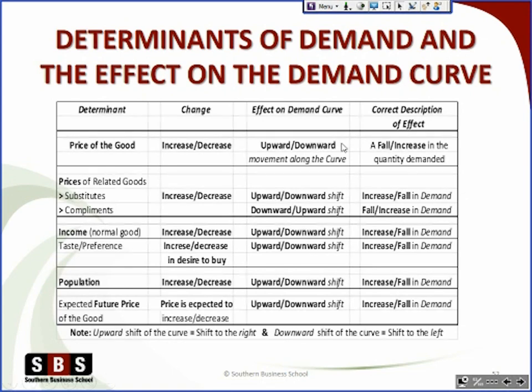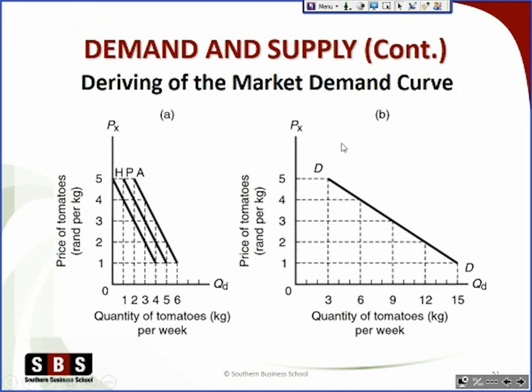Yes, that's easy to answer, because those are the individual demand curves, and all of those make up the market demand curve. So that's the market demand curve. The market demand curve is the sum of all individual demand curves.